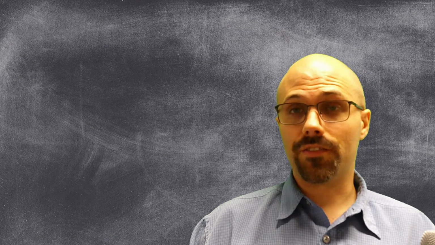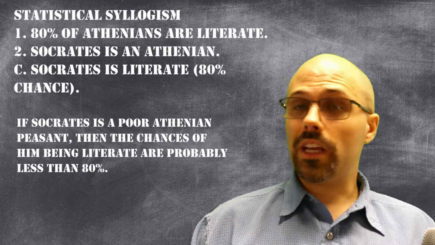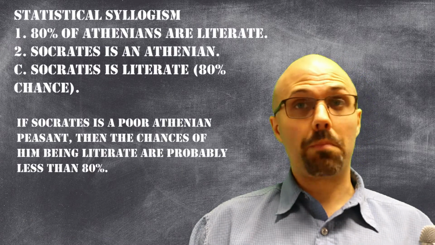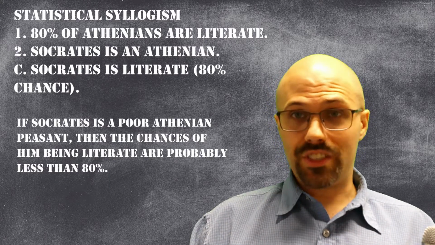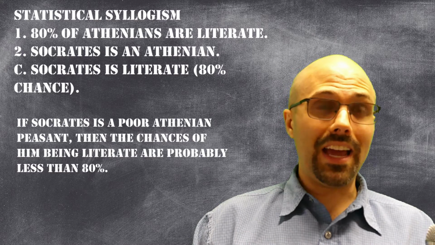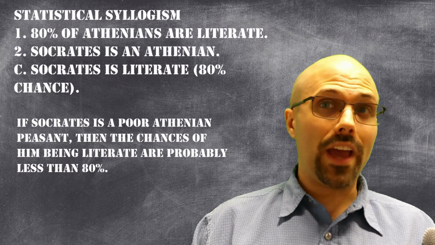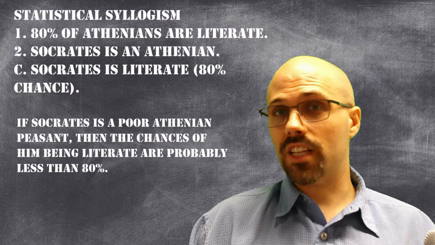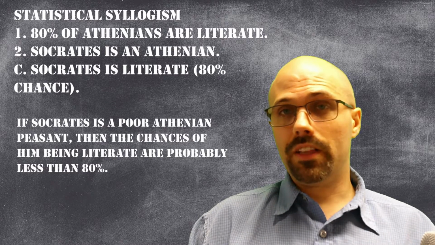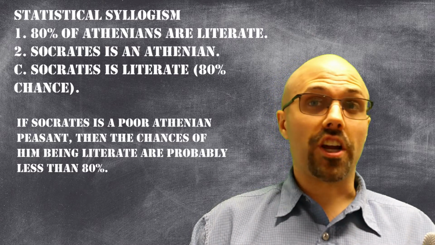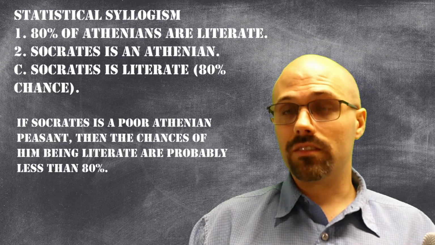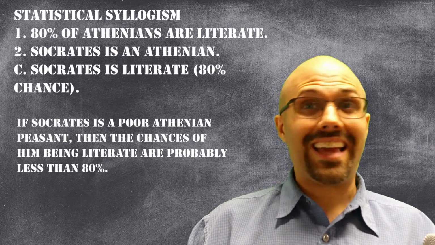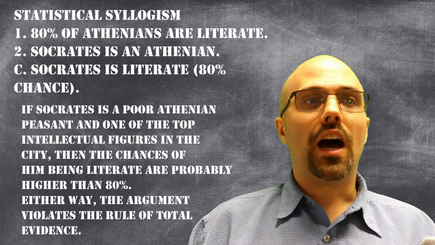Similarly, to go back to the first case, let us say that I told you that Socrates was a poor peasant. Well, okay, you probably should suspect that the percent chance that a poor Athenian peasant is literate is probably way lower than just the chance in general that some Athenian is going to be literate. And so again, you would suspect that this argument has violated the rule of total evidence. The percentage wasn't calculated with a high enough chance.